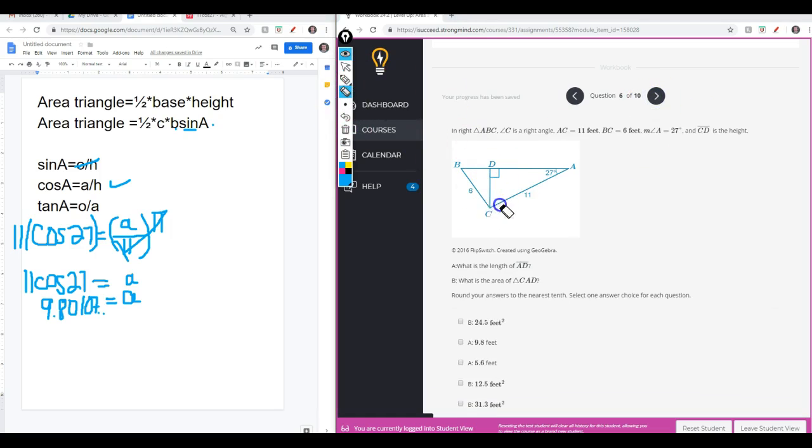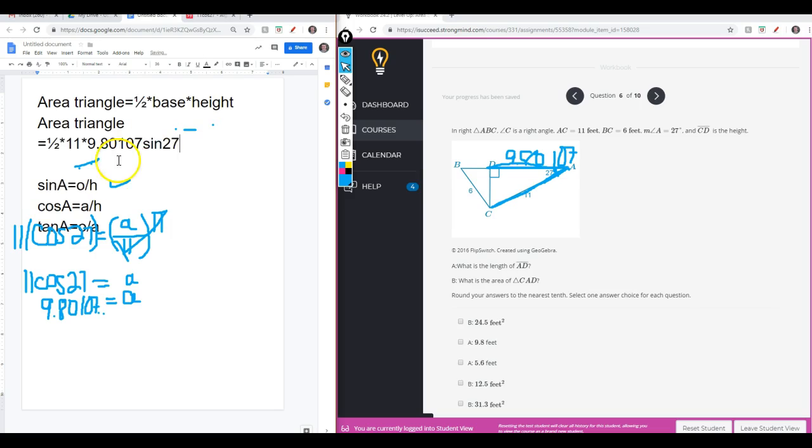So when we go back to this, we had our angle, we had the lower jaw, which was 11, and it just barely had us find that upper jaw, which is side length AD, which had the length of 9.80107. So now we can actually use this formula. It's 1/2 times the lower jaw, which was 11, times the upper jaw, which was 9.80107, times the sine of our angle, and our angle was 27 degrees.